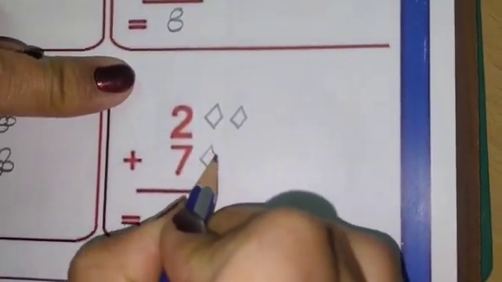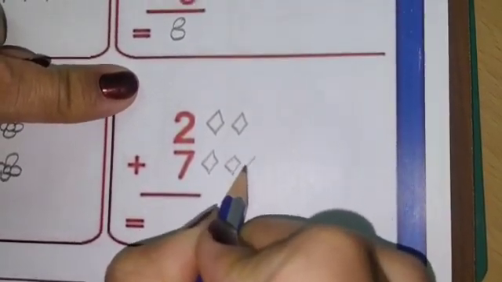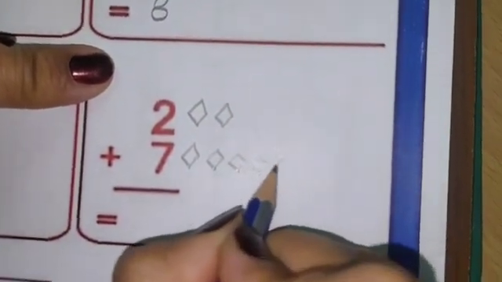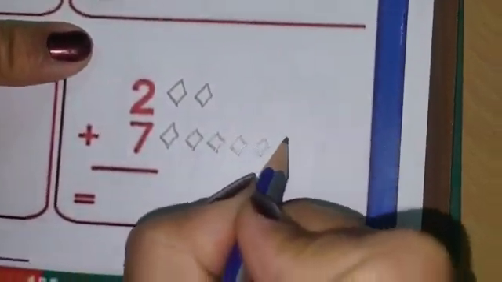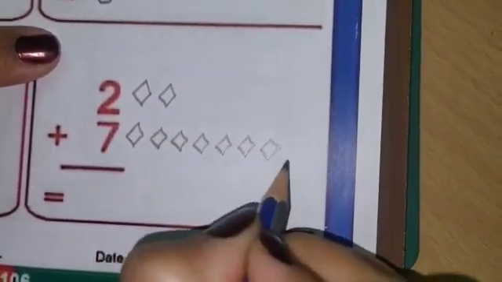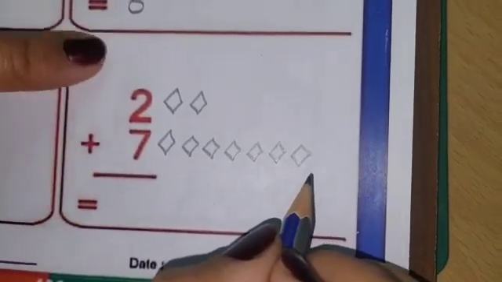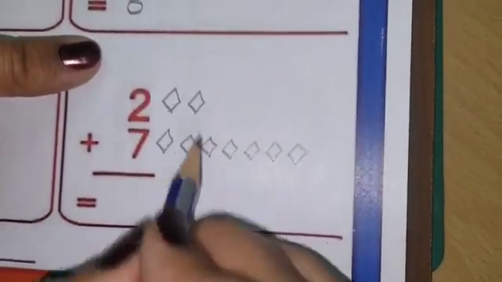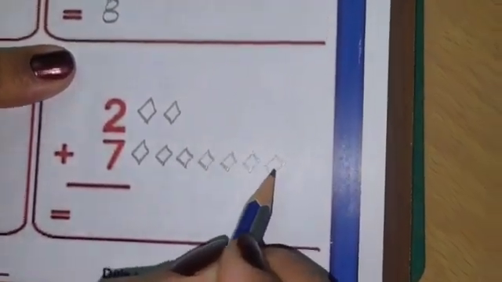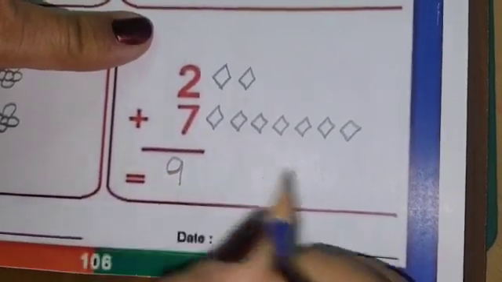7. Yes. So 1, 2, 3, 4, 5, 6, 7. So let's count now. 2 plus 7 is equal to how many? 1, 2, 3, 4, 5, 6, 7, 8, 9. So answer will be 9.